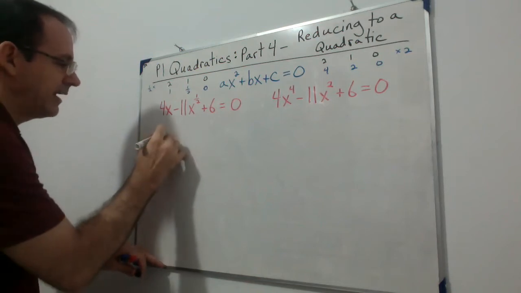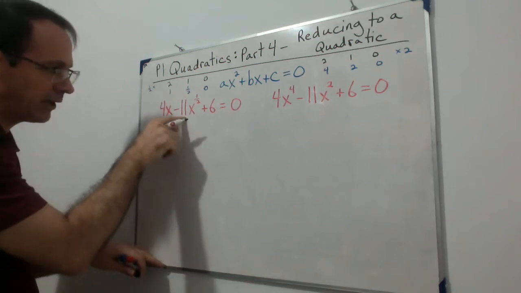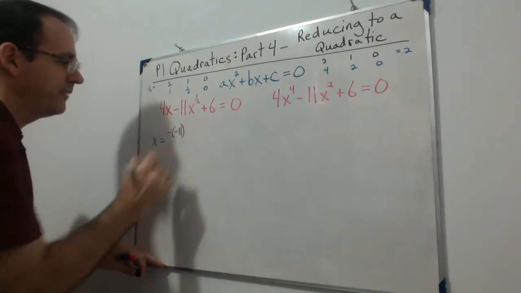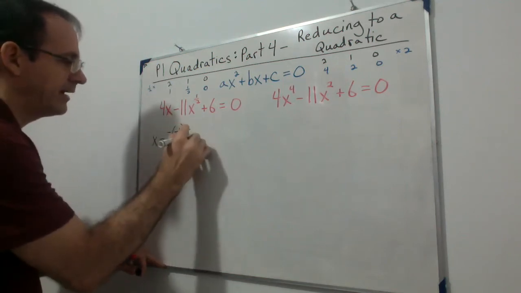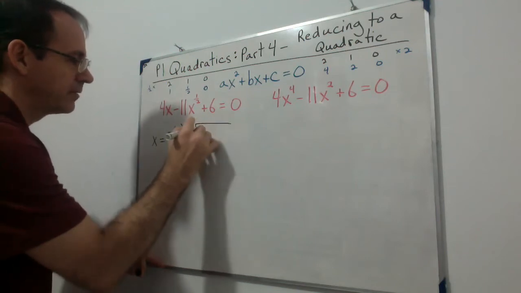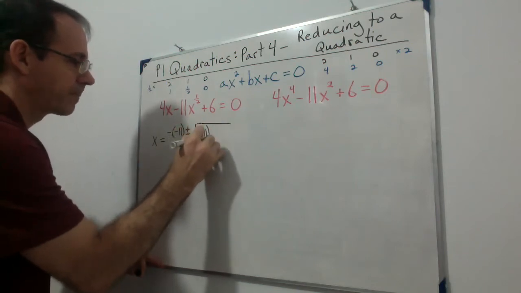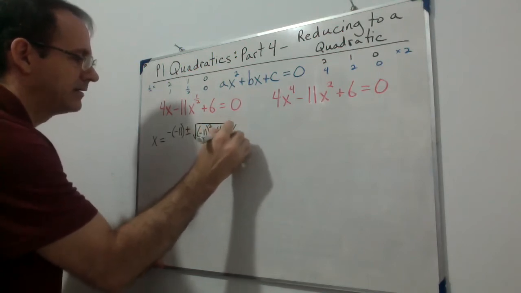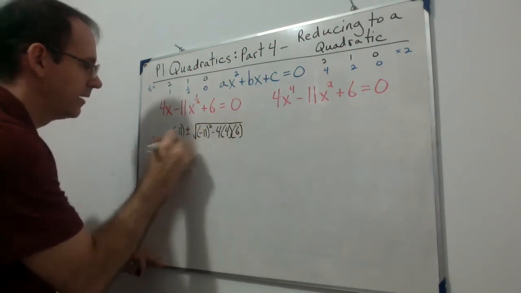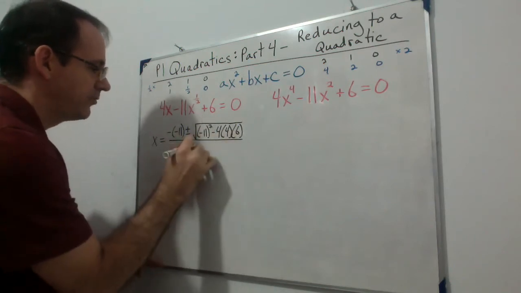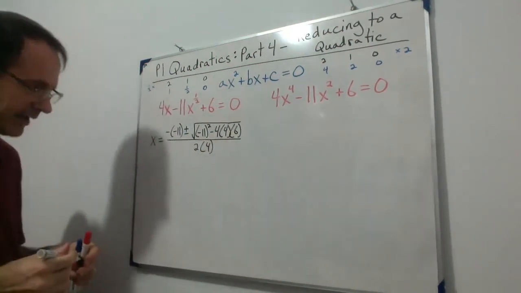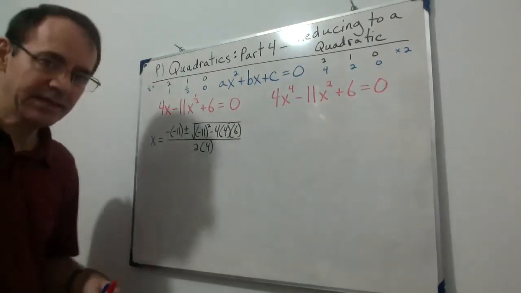X equals a negative b. Well, our b term is a negative 11, so I'm going to put that in parentheses. Negative b plus or minus root b squared minus 4ac, all over 2 times a. So there's our quadratic formula, a little bit lengthy.